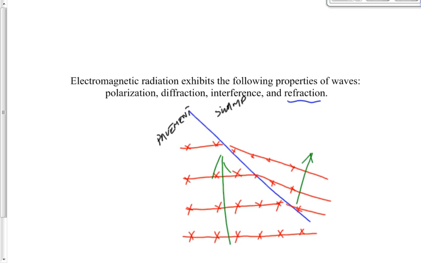that's refraction. And light, all kinds of electromagnetic radiation will do that. They'll change direction or they'll refract when they go from one medium to another. That's refraction. If EMR undergoes refraction, and that's a property of waves, then EMR must be a wave.